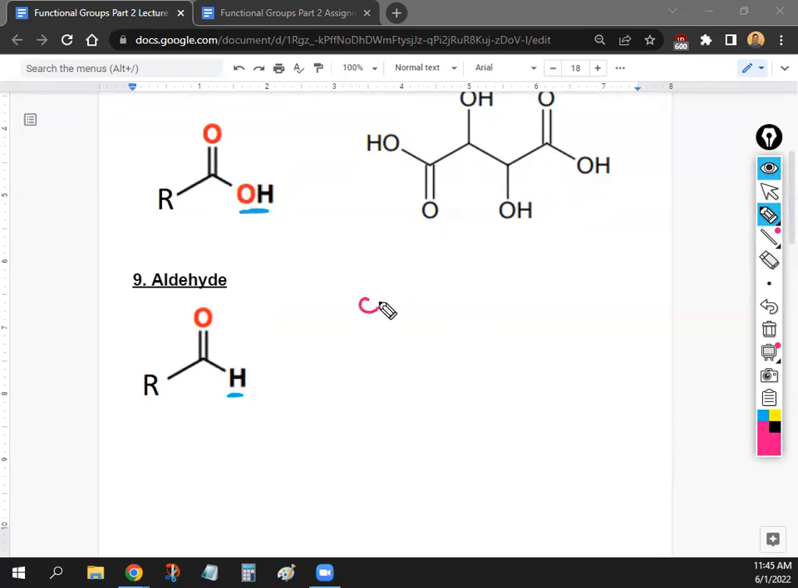You might also see it drawn like this sometimes. Remember, we don't draw the H in the skeletal structures. So sometimes you'll see this. You don't see anything drawn at the end, but we assume that there's a hydrogen right there. Okay, so those are the 2 different ways that you might see it on a structure, depending on who's drawing it. Okay, so if I drew a bigger structure, it might look like this, something like that. And this right here would be your aldehyde.